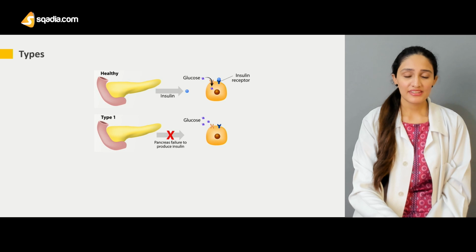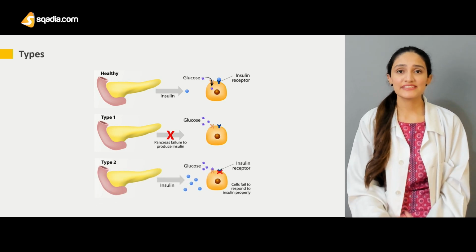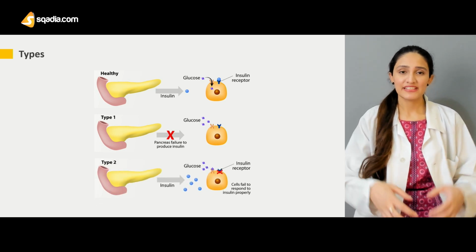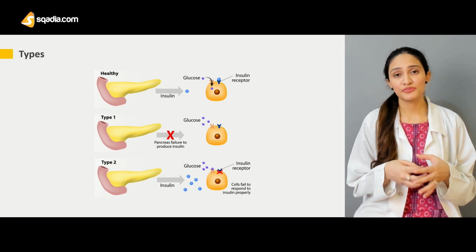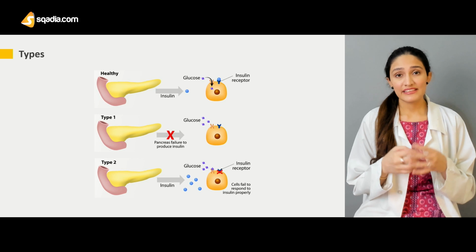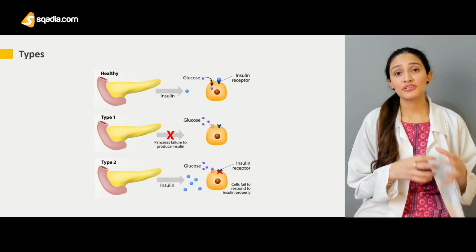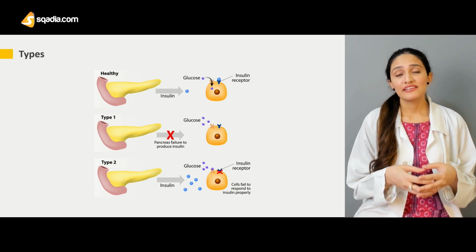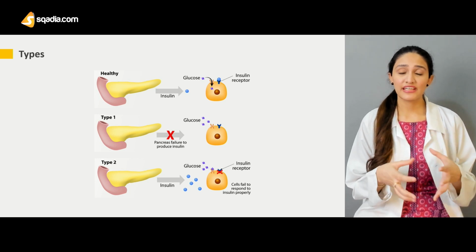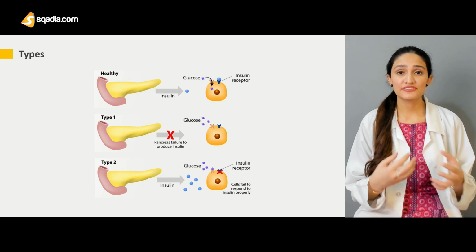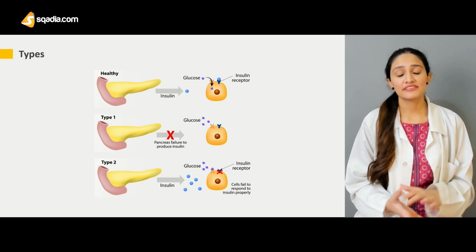hyperglycemia. Now, if we talk about the second type of diabetes mellitus, this is usually present in genetically predisposed individuals, and it literally develops into a chronic disease. And in these patients, it's usually characterized by insulin resistance and beta cell failure.